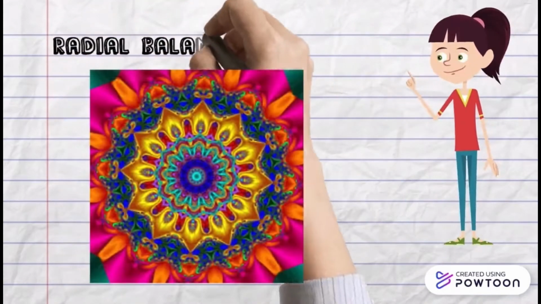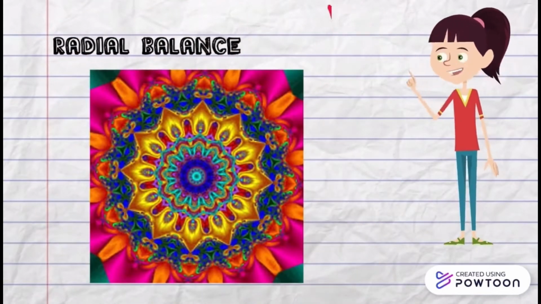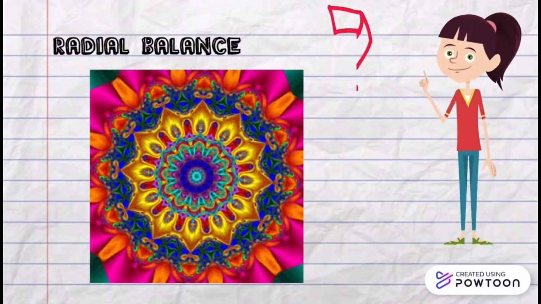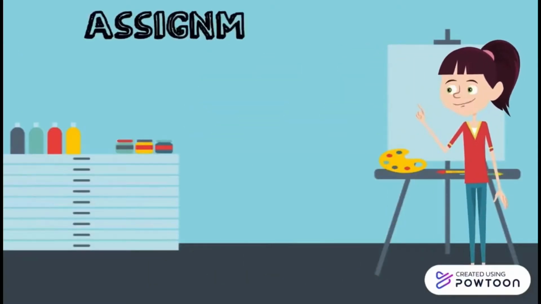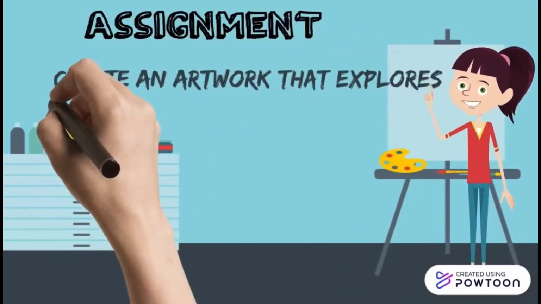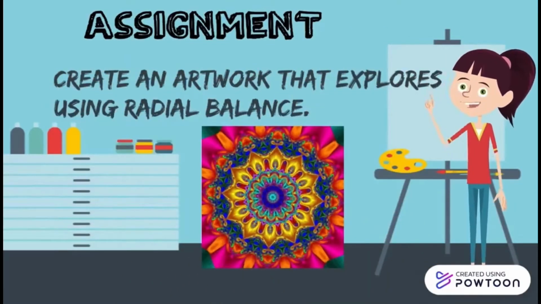Lastly, let's look at radial symmetry. Radial symmetry is a variation of symmetrical balance in which the elements are arranged equally around a central point. For today's art assignment, you will get to create an artwork that explores the use of radial balance.